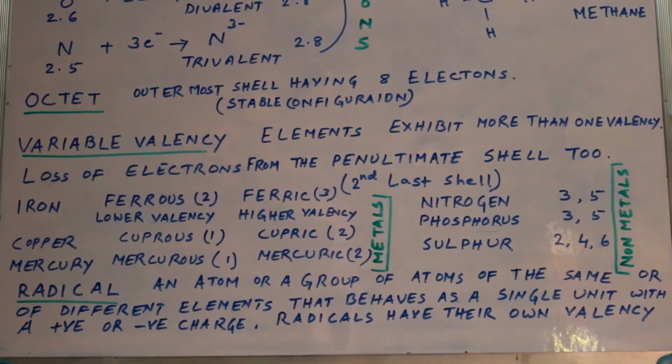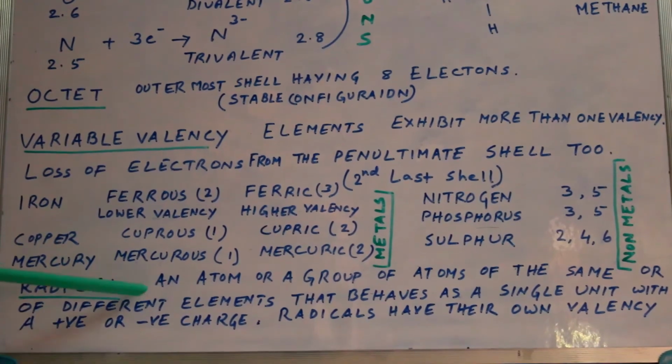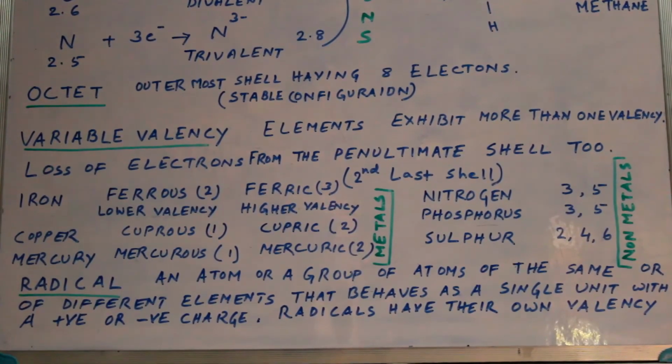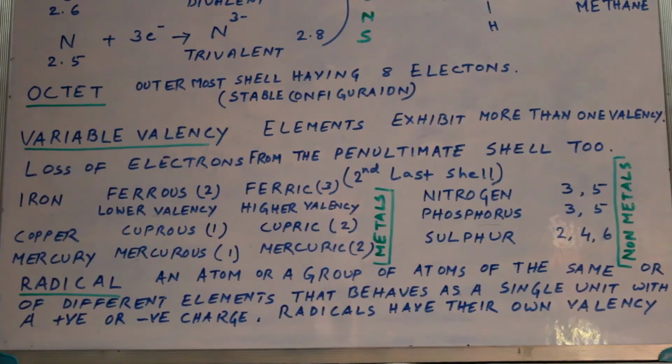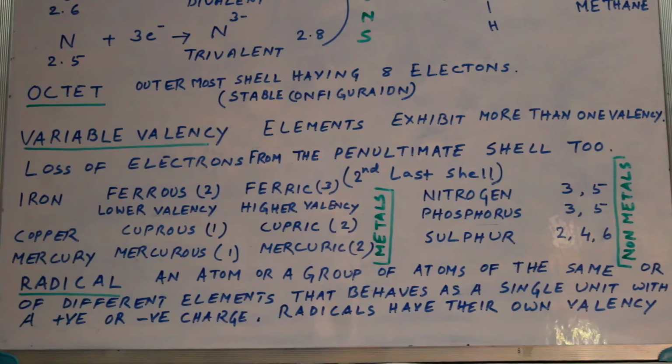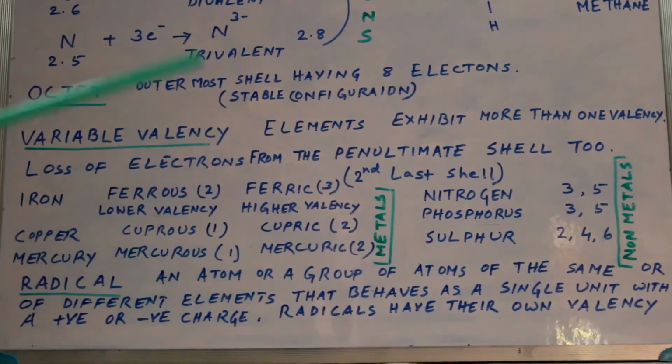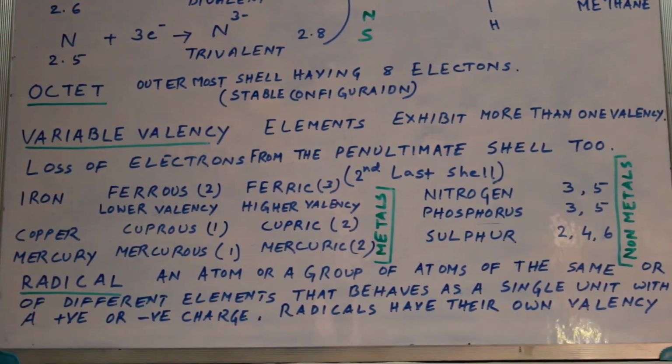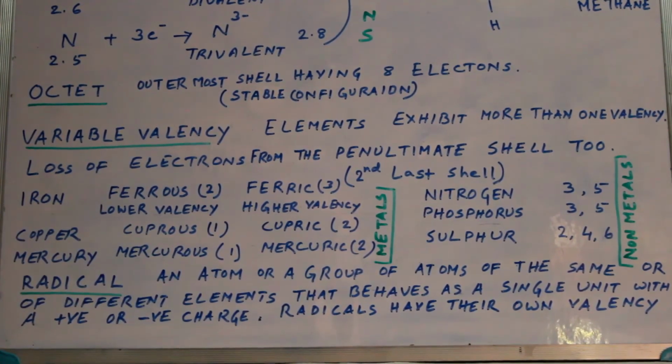Now the last concept is radical. Now what do we mean by the term radical? An atom or a group of atoms of the same or different elements that behaves as a single unit with a positive or negative charge. Now this is the definition of radical, and radicals have their own valency.